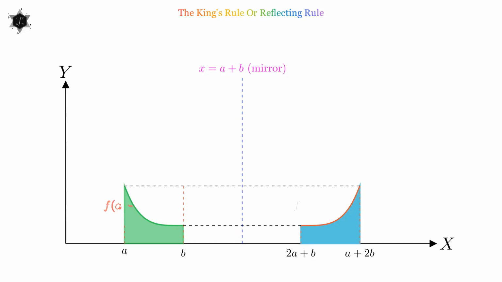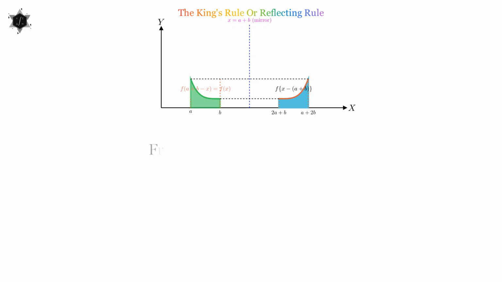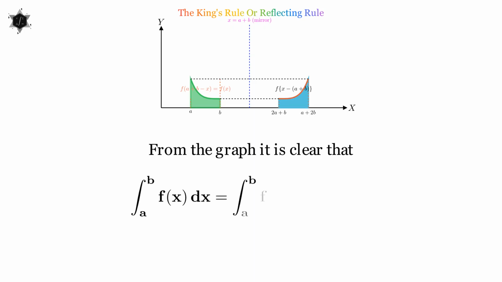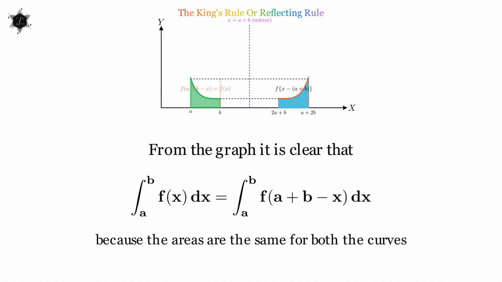Let's bring back our guidelines, and label the reflected curve as f of a plus b minus x, alongside the original shifted curve, f of x minus a plus b. From the graph, it is clear that the integral of f of x, from a to b, equals the integral of f of a plus b minus x, from a to b. Because the areas under both curves are exactly the same.